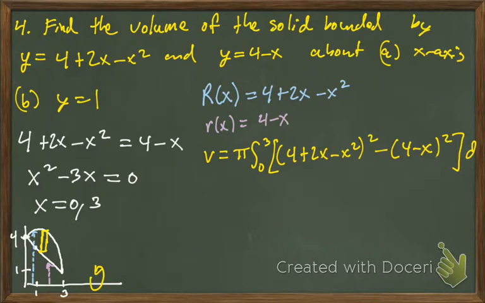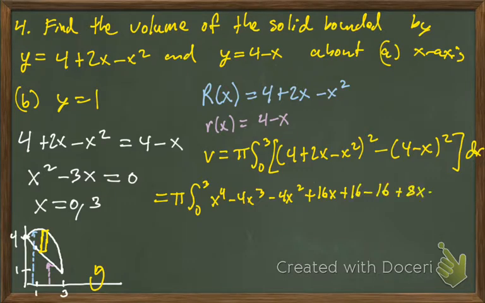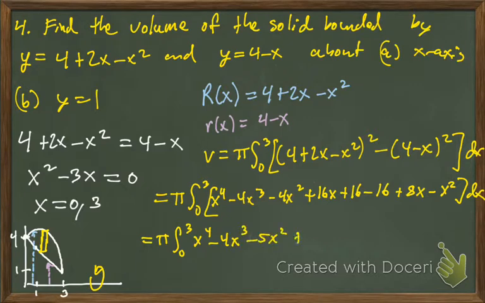I guess you could factor it as a difference of squares. That would be another option. Anyways, alright, so that's going to be 0 to 3. And after doing that, we have x to the 4th minus 4x cubed minus 4x squared plus 16x plus 16. So that's the first part, and the second part is minus 16 plus 8x and minus x squared after we distribute the negative sign. Okay, we'll combine our like terms, pi integral from 0 to 3, x to the 4th minus 4x cubed minus 5x squared and plus 24x after combining our like terms.